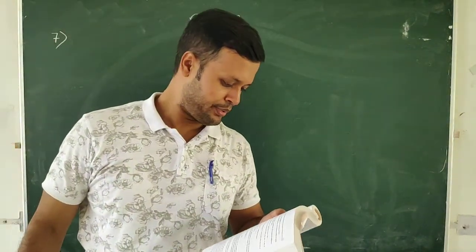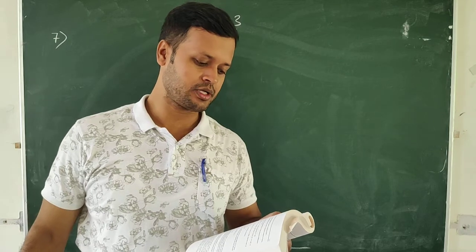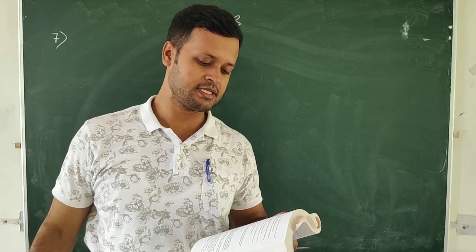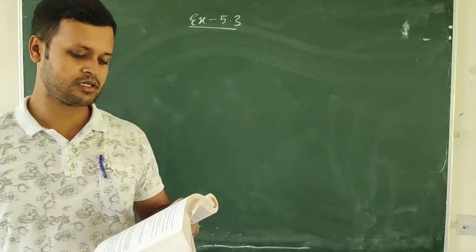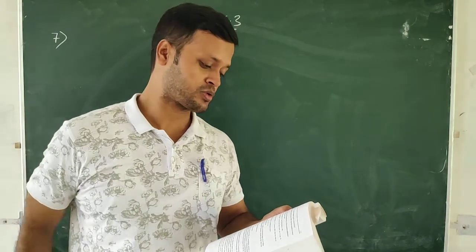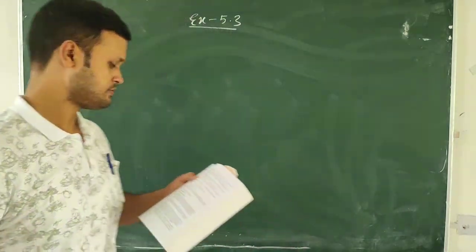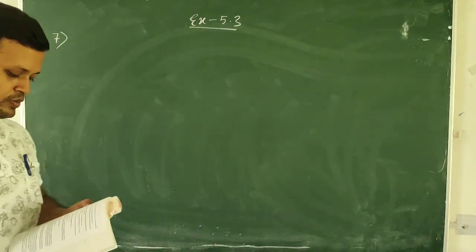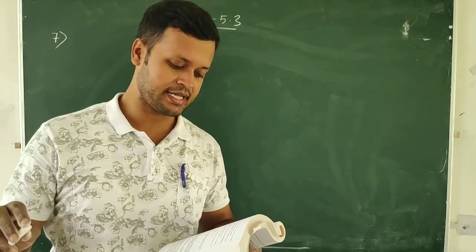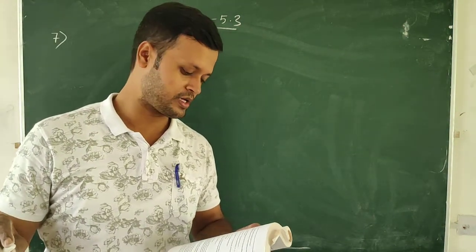So find the sum of the first 22 terms of an AP in which D is equal to 7 and the 22nd term is 149. The sum of the first 22 terms we need to find out, of an AP in which D is 7 and the 22nd term is 149.